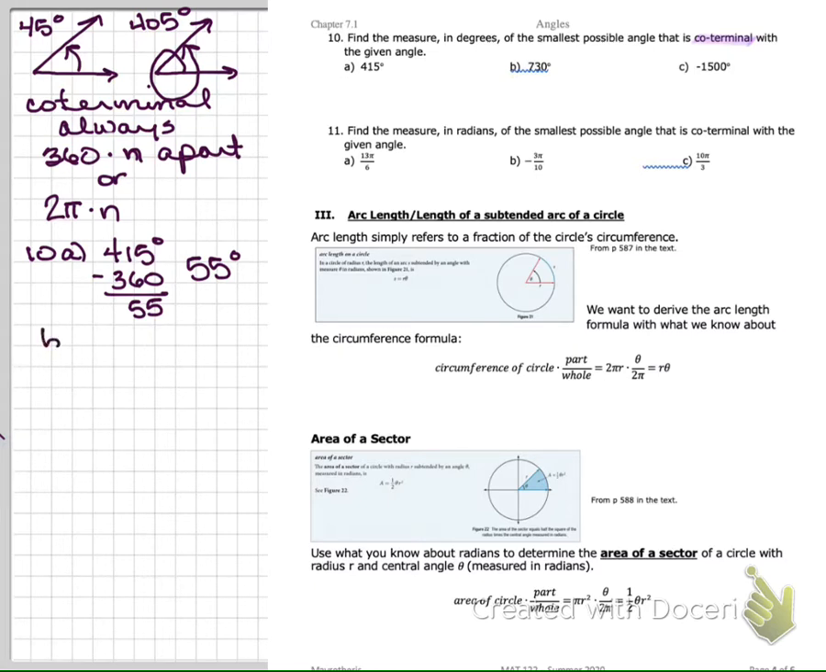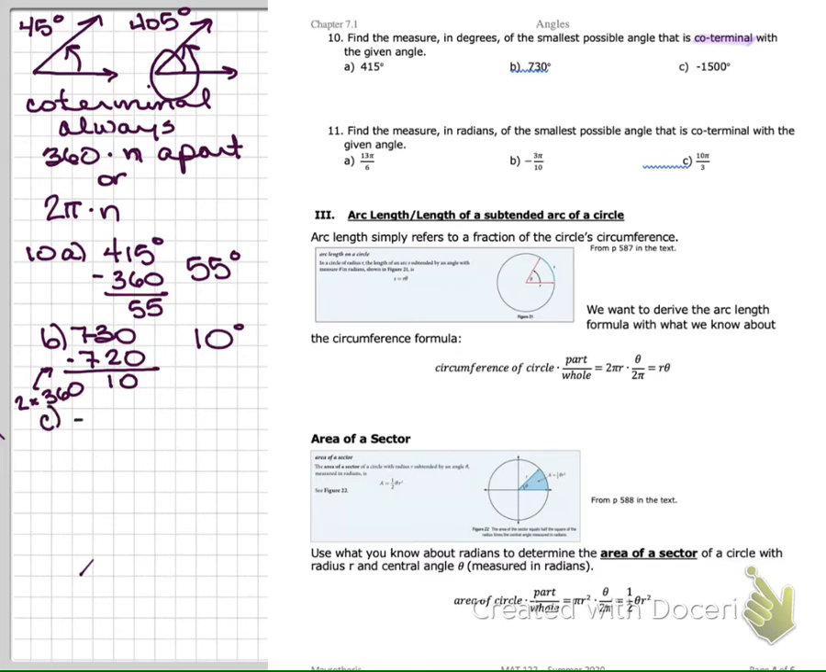B, we start with 730. That's a whole lot bigger than 360. And so if we think about it, 360 times 2 is 720. That looks a little better. We're going to subtract 720 off. That's 2 times 360, same thing as if we would have subtracted 360 twice. And we get that 730 is coterminal with a 10-degree angle.